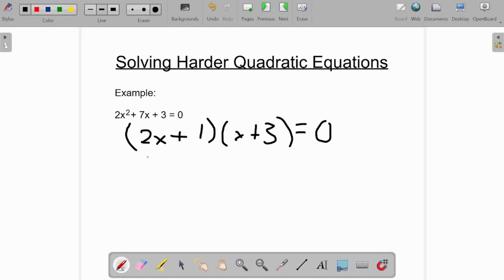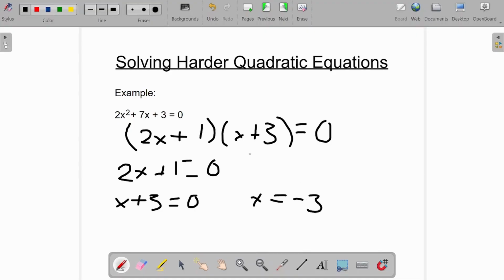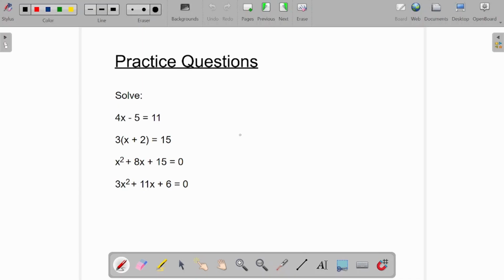Now you want to solve each bracket. So this is 2x plus 1 equals 0 and x plus 3 equals 0. So this one's a little easier to solve, so we'll solve that first. This one, you minus the 3 on both sides, so x is equal to minus 3. This one, you need to take away the 1 first, so it becomes 2x is equal to minus 1. And then you divide both sides by 2. So this becomes minus 1 over 2. And there's our answers. Now it's your turn to try. Pause this video and try these 4 questions, and when you're ready, click play and I'll walk you through them.